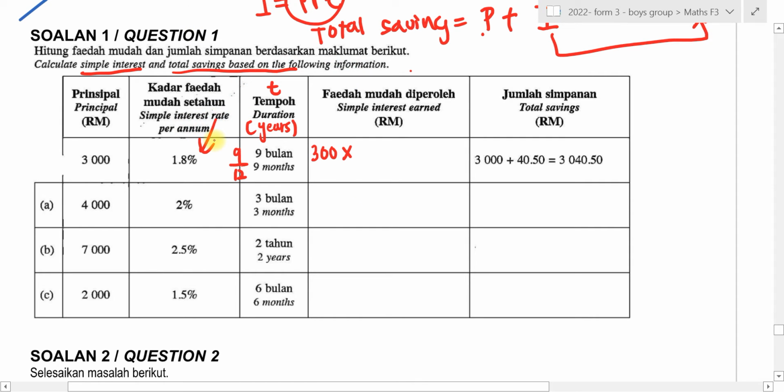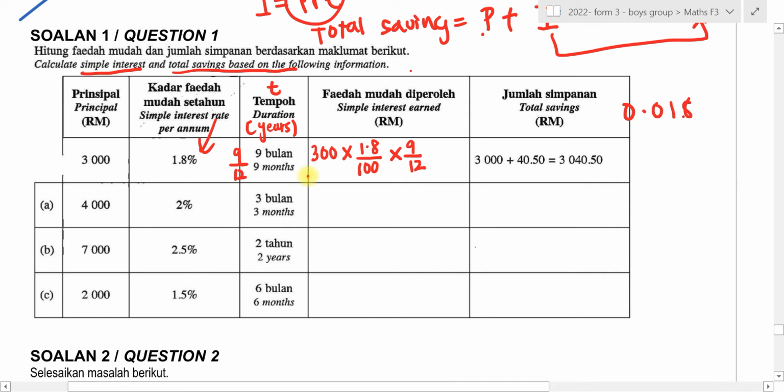So for example, for 300 ringgit, you multiply by the interest rate. Don't forget, you need to convert the interest rate into decimal. 1.8, or you also can write 1.8 over 100, which is 0.018. If you're not confident, just take the percentage and put it over 100. Then you must multiply with the time, which is 9 months, so you put it over 12 to get years.